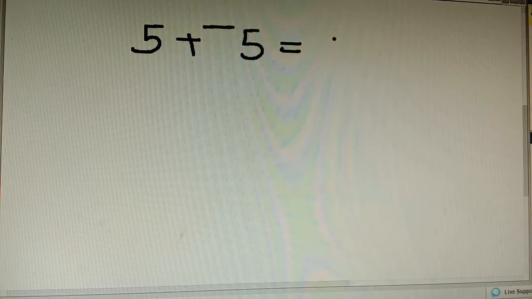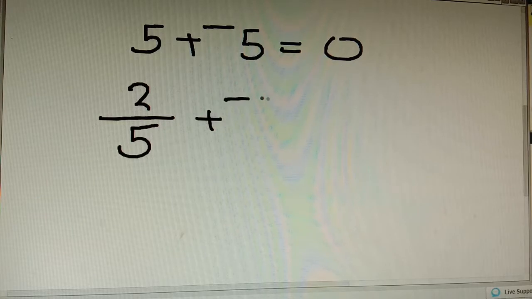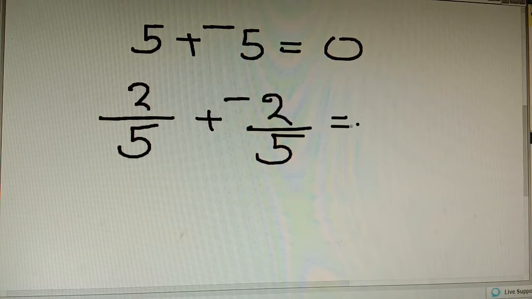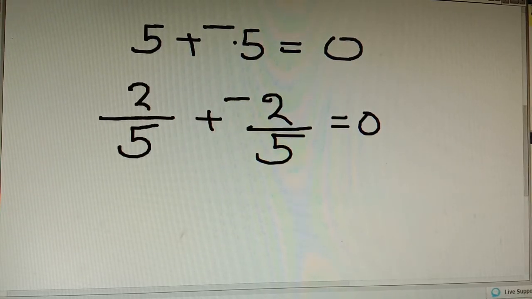You listen one more thing. What is additive inverse? If I add 5 and negative 5, we can see 5 plus negative 5 is 0, or otherwise 2 by 5 plus negative 2 by 5, that is 0. So if we add one number and the negative, we will have 0. So the negative of a number is known as additive inverse.